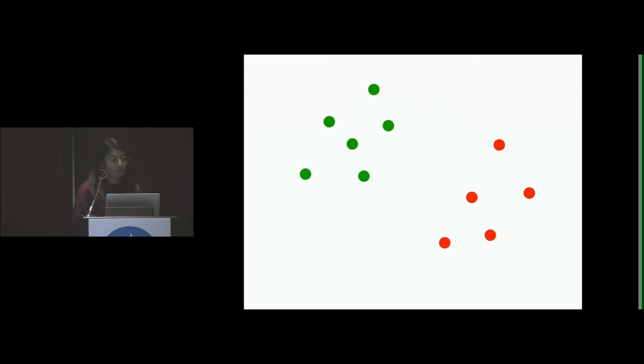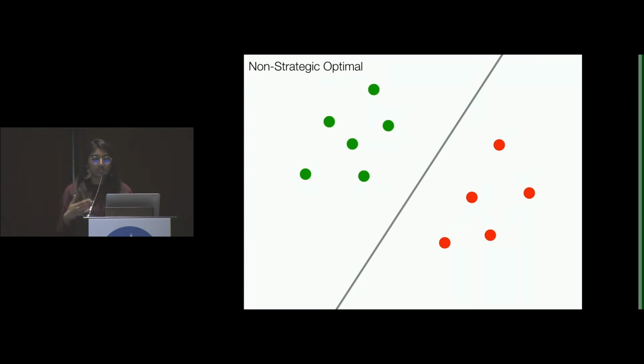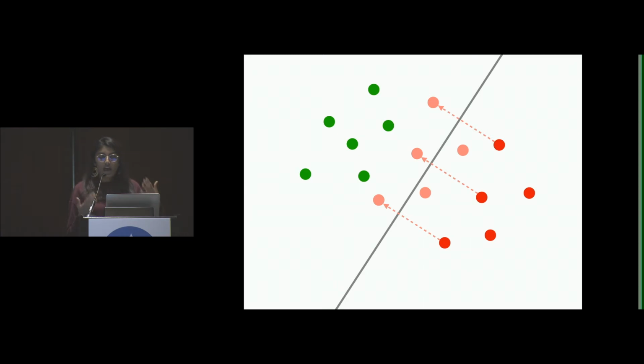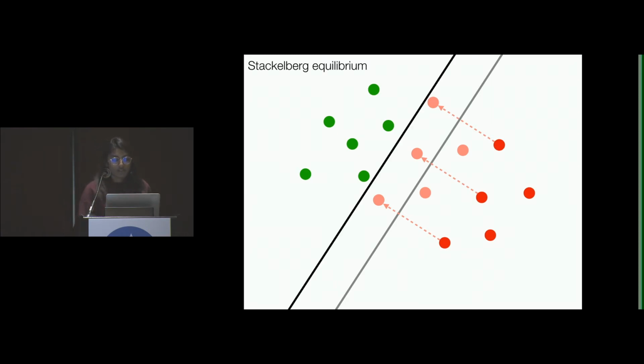So imagine here that the green dots are people who will pay back their loans, and the red dots are people who won't repay their loans. Now, if no one were being strategic, then the institution may use a classifier like this, which we call the non-strategic optimal. But in fact, in the real world, some of these red dots are going to try to change themselves so that they get accepted for a loan. They're going to move past the decision boundary. And so once the institution takes that into account, then the classifier they actually play would look like this.